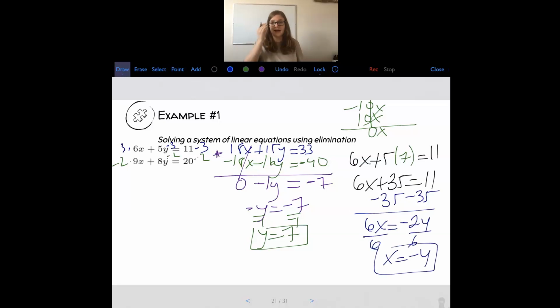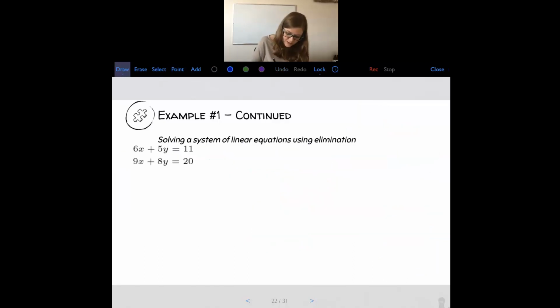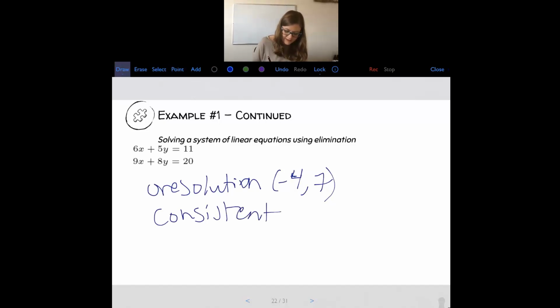Okay, so on the next slide, we will put this all together. We'll describe the solution and we'll describe the lines. So here there's one solution. Remember, it's written as an xy pair. So this would be written as negative 4, 7. The system is consistent because there's at least one solution, and the lines are independent because they are different lines.